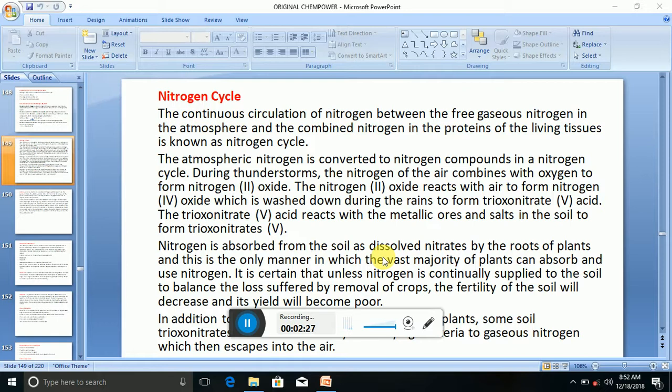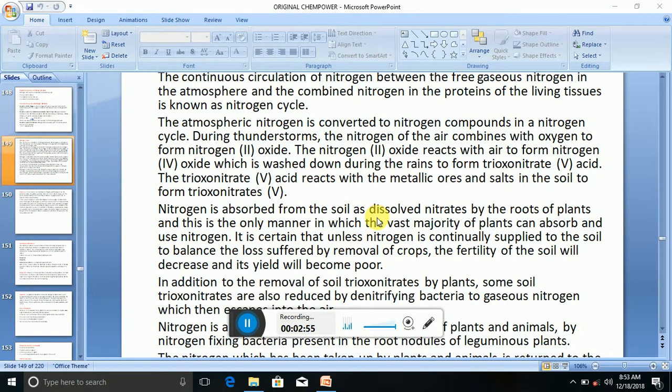So as the plants are tapping the nitrogen in the soil through their roots, and they get this nitrogen because it is dissolved in the form of nitrates, the soil needs to get replenished with other forms of nitrogen, and it gets it when there is acid rain falling. So this movement is what we call the nitrogen cycle.